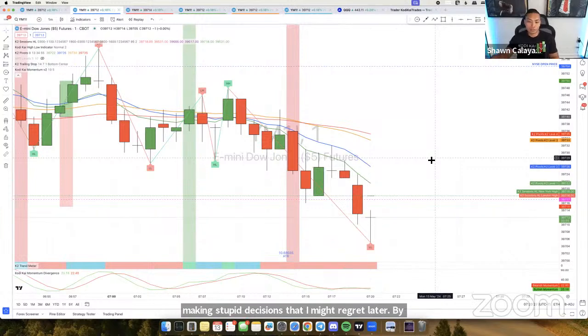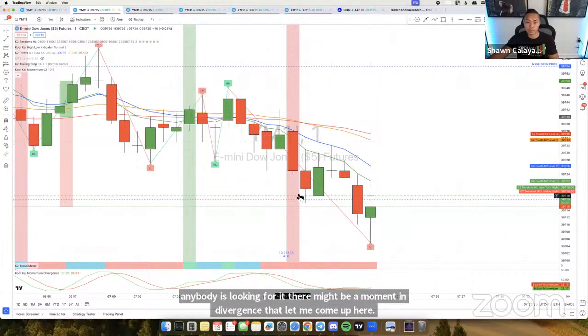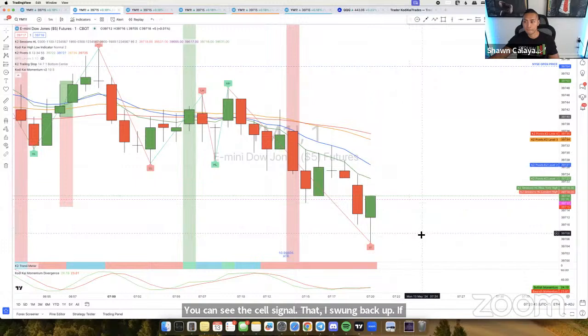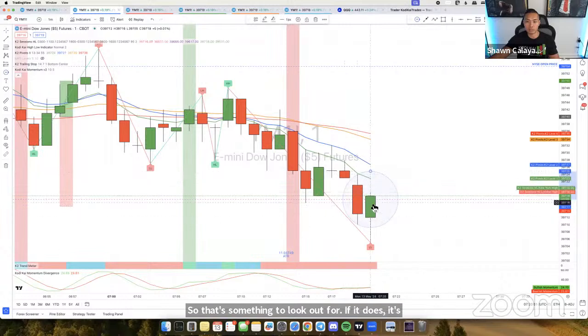by not taking any other trades. But there's a possible momentum divergence that's coming up right here, guys. So if anybody's looking for it, there might be a momentum divergence that may come up here. You can see there's a sell signal. Divergence is bearish, price swung back up. If this candle here closes red, this could be a possible momentum divergence entry for a sell. So that's something to look out for. If it does, it's touching the sessions though. So again, actually probably no entry there because of the red flag.